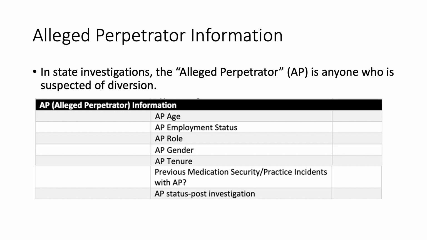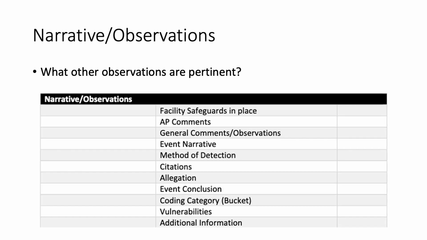In state investigations, the alleged perpetrator, or AP, is anyone who is suspected of diversion. If there is someone who is suspected of diversion or who has confessed to diverting, having some details about that person is helpful. There may be additional information you have collected. Each of these sections are to ensure that you have documented or put together information if it is available.